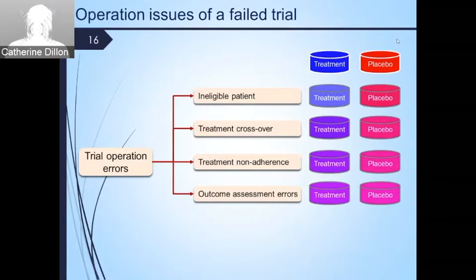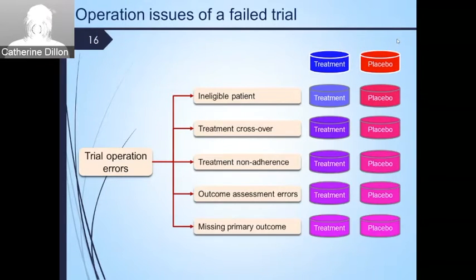Then we have assessment errors where we're just making errors in our primary outcome, and then we've got missing primary outcomes, so we're making up data, and all of a sudden our treatment arm and our placebo arm look exactly the same. So that's what we're talking about here with our dilution of the treatment effect, the dangers it can cause to our trial.